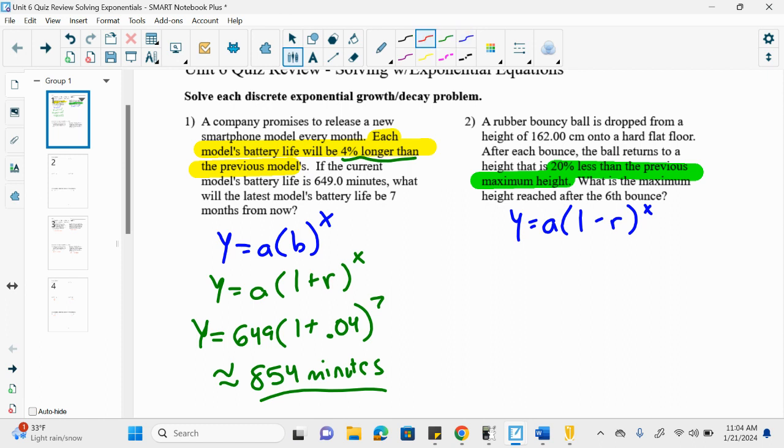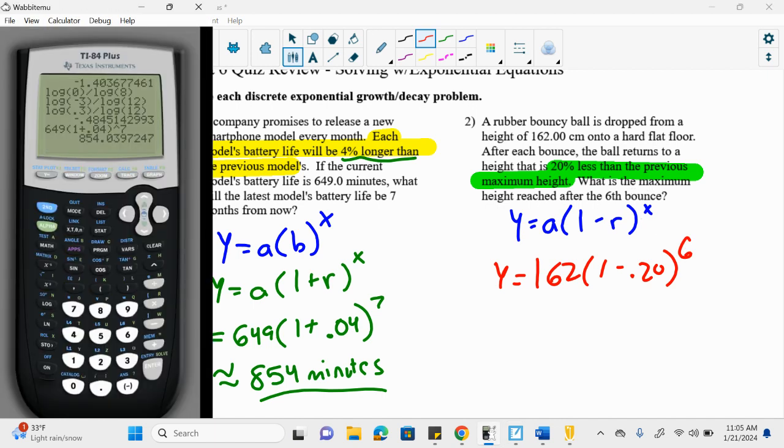Okay, so we'd say y equals initial height 162 times 1 minus r. Well, 20% less each time, so 0.20 or 0.2. And then it's happening 6 times, 6 bounces. So to the sixth power. Throw this in our calculator. 162 times 1 minus 0.2, caret key 6. So our new height is 42.47 centimeters.